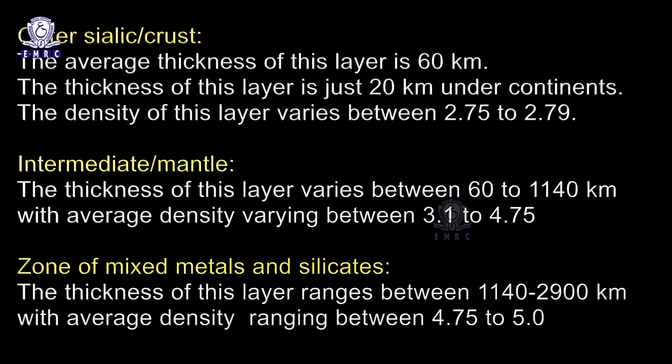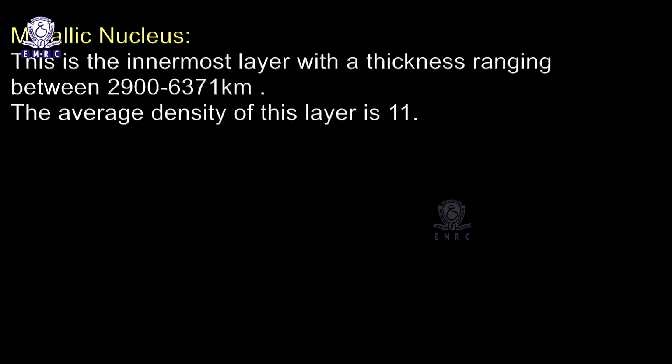The thickness of this layer ranges between 1140 kilometers to 2900 kilometers, with the average density ranging between 4.75 to 5.0. Metallic nucleus. This is the innermost layer with a thickness ranging between 2900 to 6371 kilometers. The average density of this layer is 11.